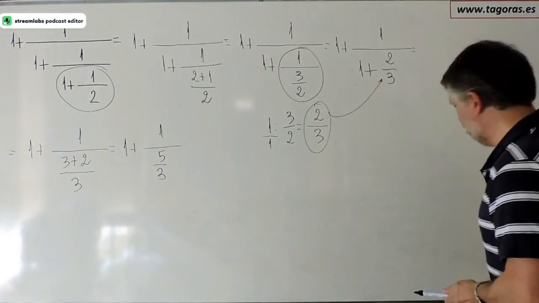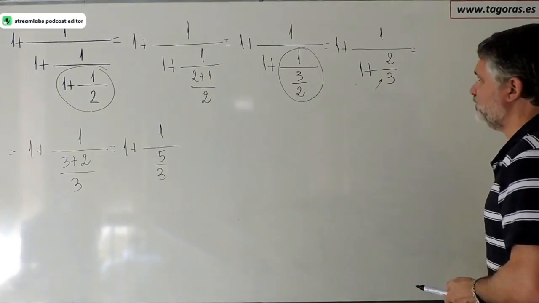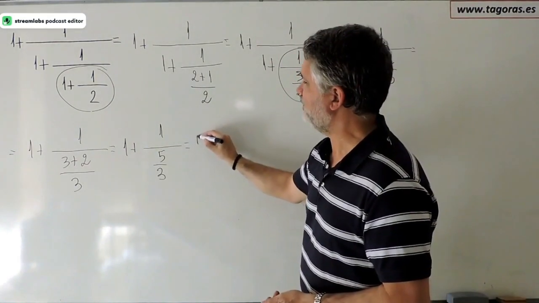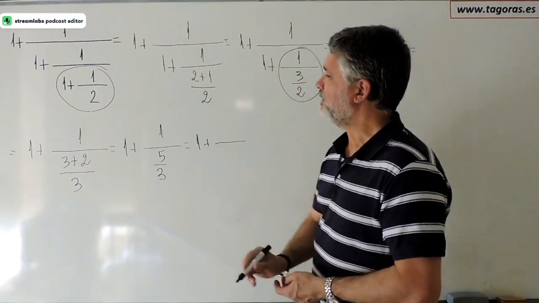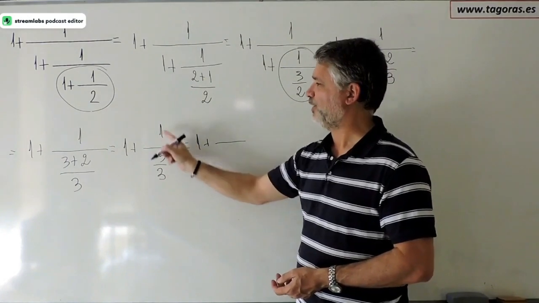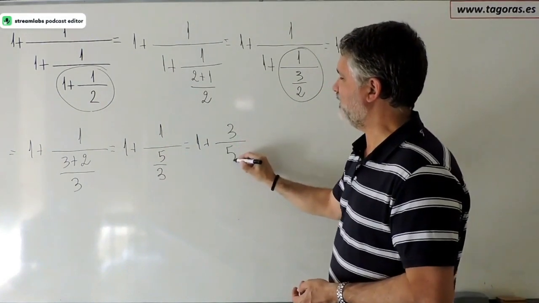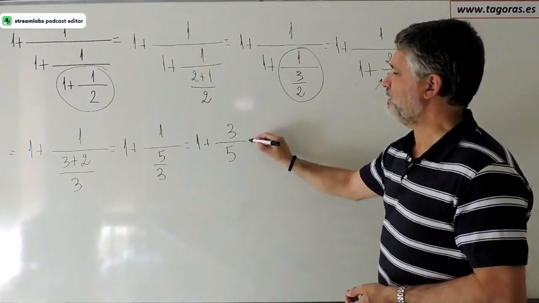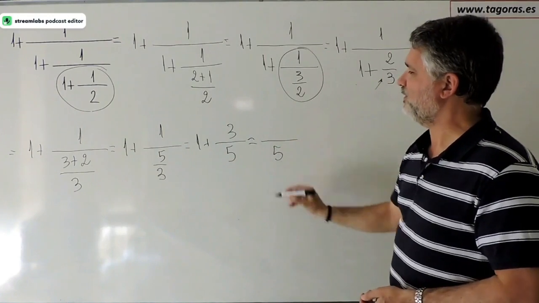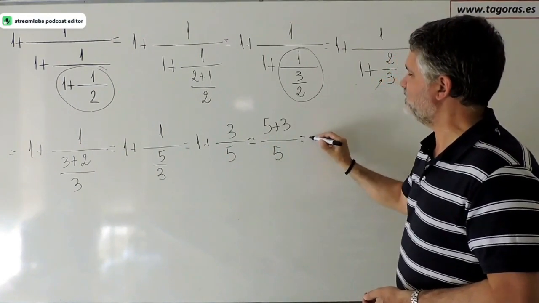I once again have the same situation I had here. 1 divided by 5/3 is a fraction that has as its numerator the product of the numerator and the denominator. That is, 1 times 3, 3, and the 5 that remains below. And finally one more 3/5. The least common multiple 5 times 1 is 5 plus 3, and this is 8/5.